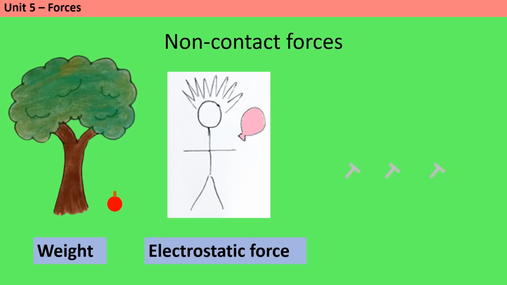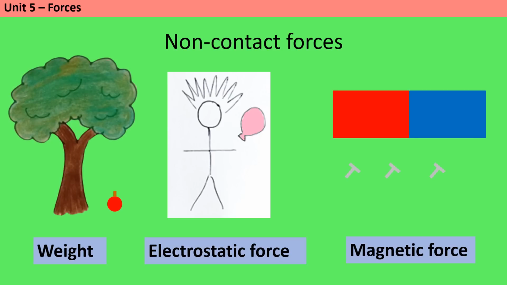We've just named weight as one example of a non-contact force. Electrostatic forces occur between objects with a positive and a negative charge. You also know about magnetic force, which allows magnets to attract materials that are made of iron, cobalt, and nickel.